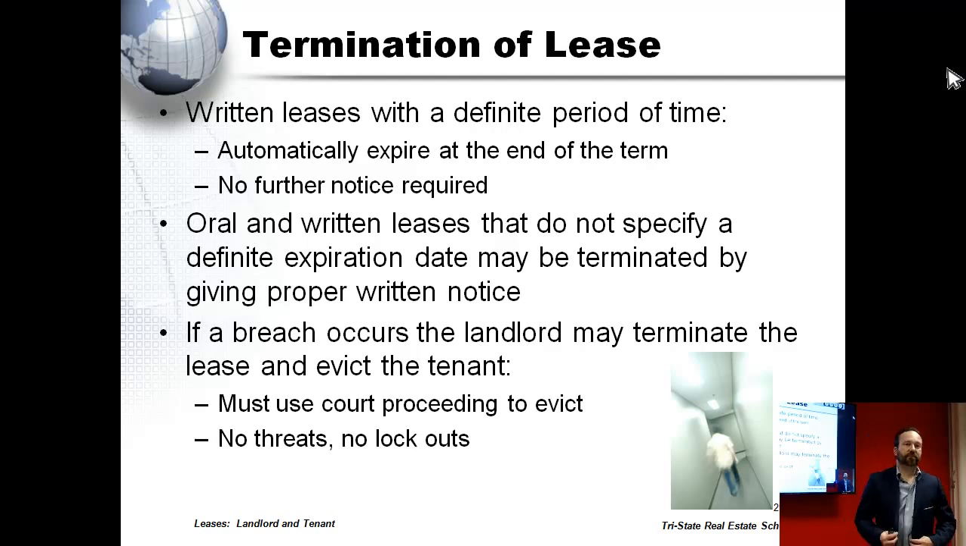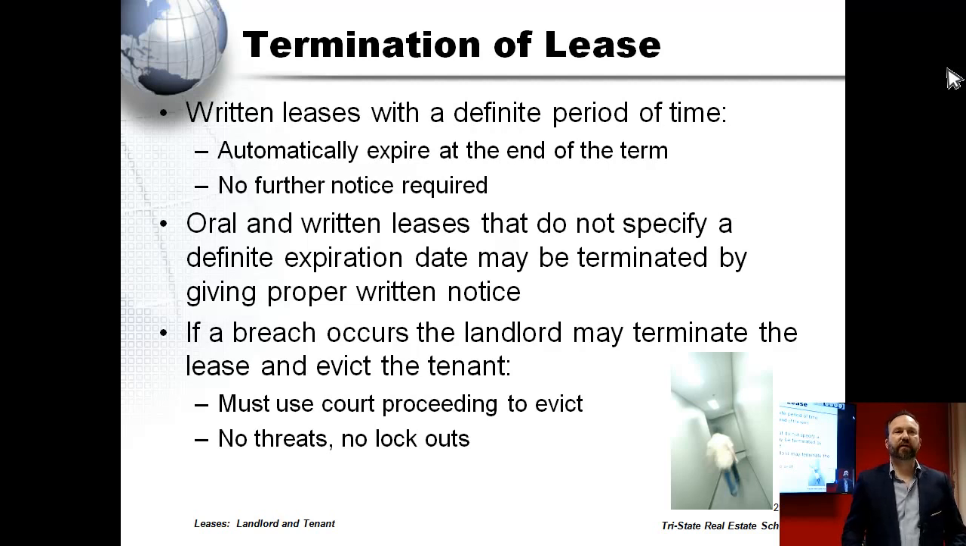So the termination now, coming down the wire here, for termination of a lease. Actually, we've got a lot to go here, don't we? This is a big chapter. All right, we'll talk about the termination of the lease, and then we'll take a very short break, and then we'll get into the truth in renting. Sound good? All right, termination of the lease.